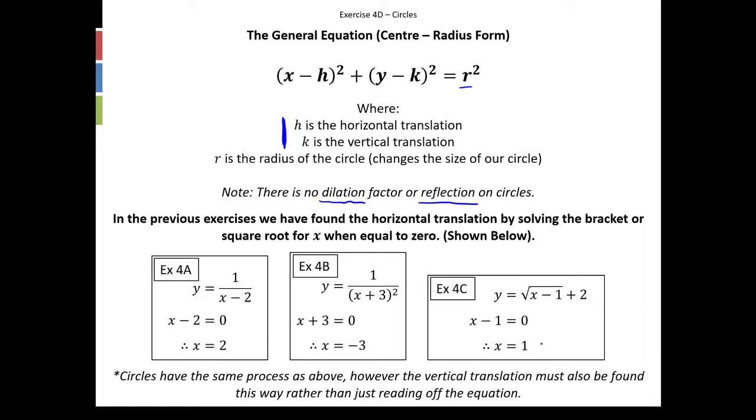Of course, all of these can also just be done by reading off the h value. The h value comes from doing this process. Okay. We can do the exact same thing with the circle.